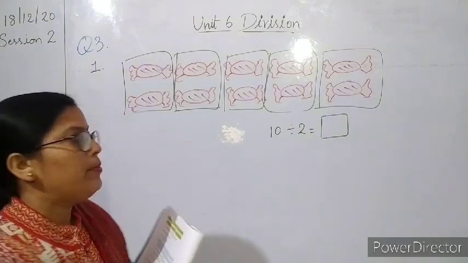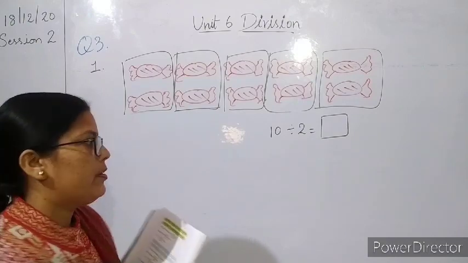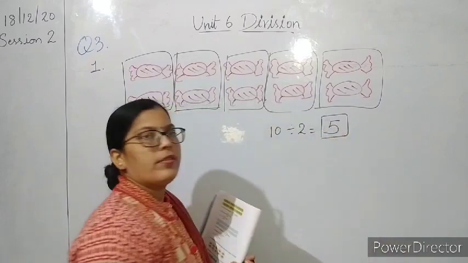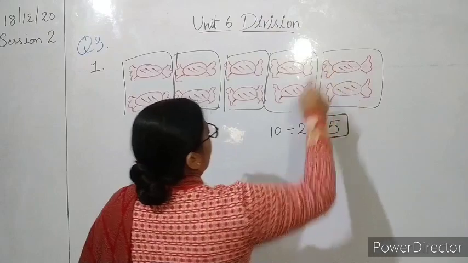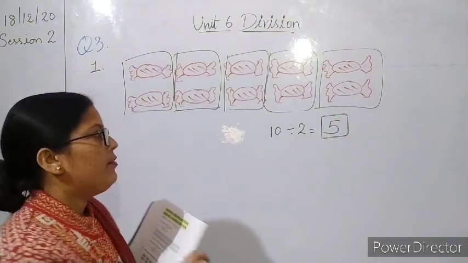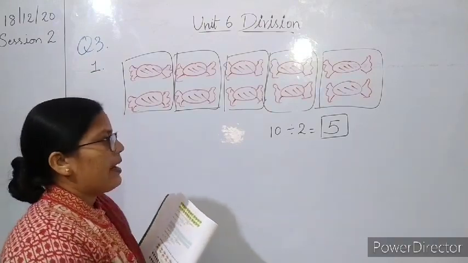What does it mean? It means that each child will get 5 toffees. 1, 2, 3, 4 and 5. 5 groups are made, so each child will get 5 toffees. Now, next question.